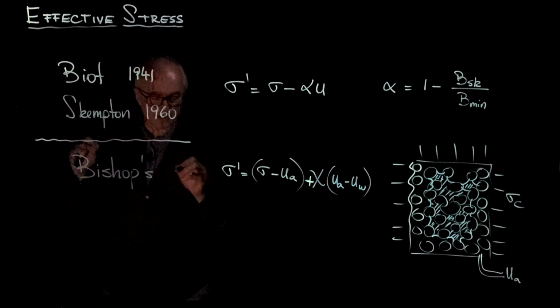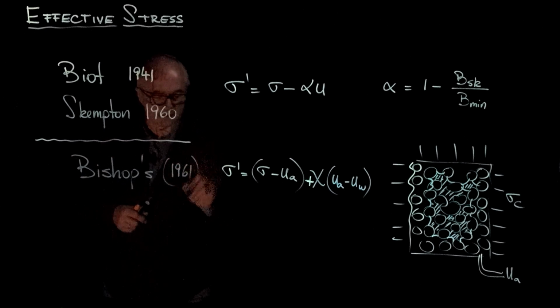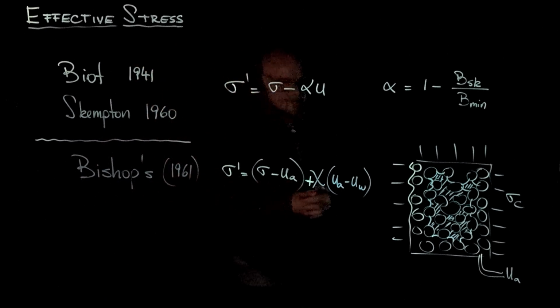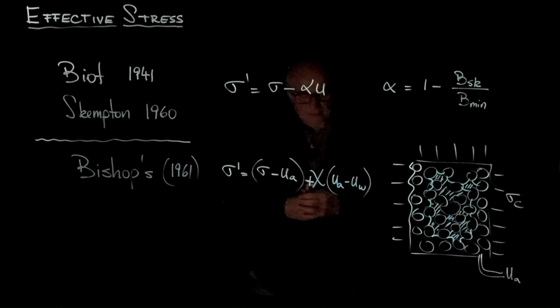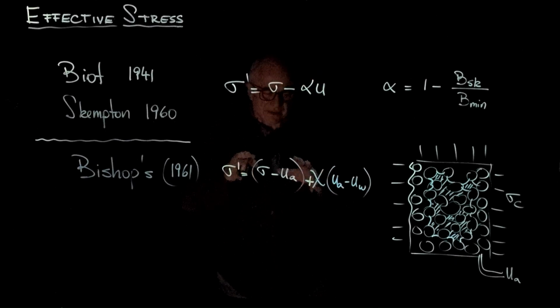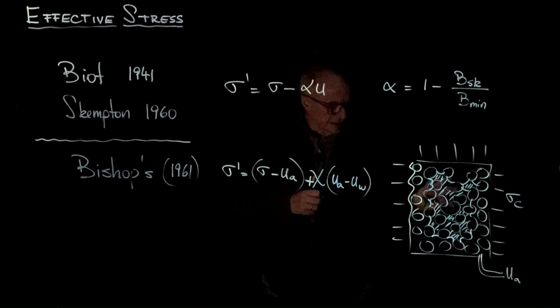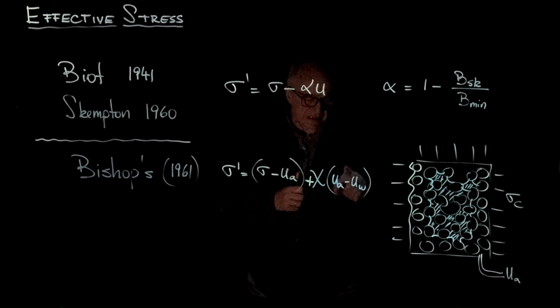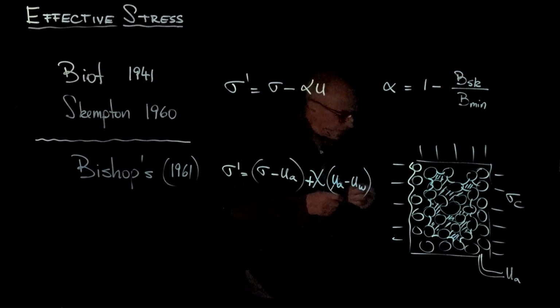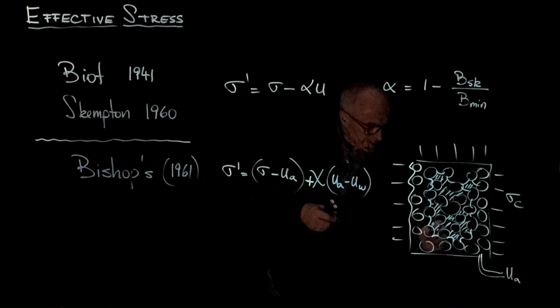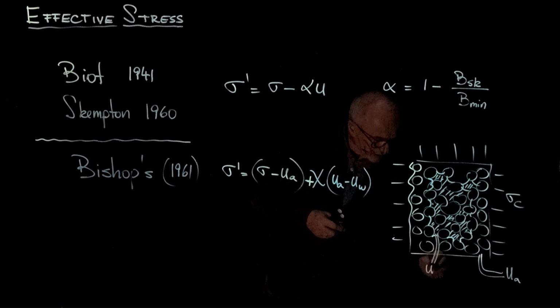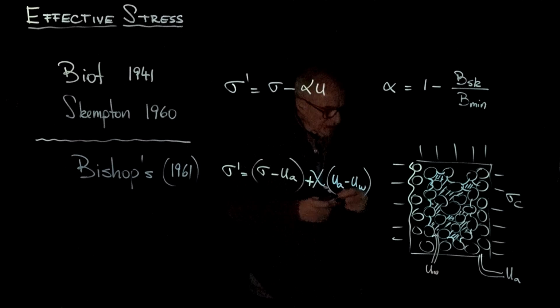And this comes from 1959, 1961. There are a couple of notes and articles around that time. In summary, we have something that is created at the boundary, sigma minus u air, and something that is happening internally, which is the suction. And by the way, I could also connect a porous stone, a high air entry value porous stone, and actually control the u water. So I can control these two separately.